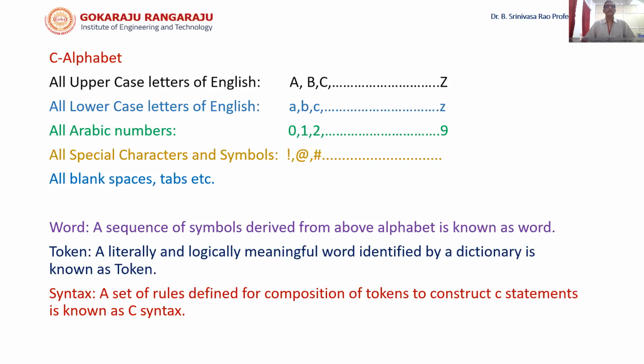Now we learn what is a word. A sequence of symbols derived from the above alphabet is known as a word. Next, token. A literally and logically meaningful word identified by a dictionary is known as a token. Now, what is a syntax? A set of rules defined for composition of tokens to construct C statements is known as C syntax.